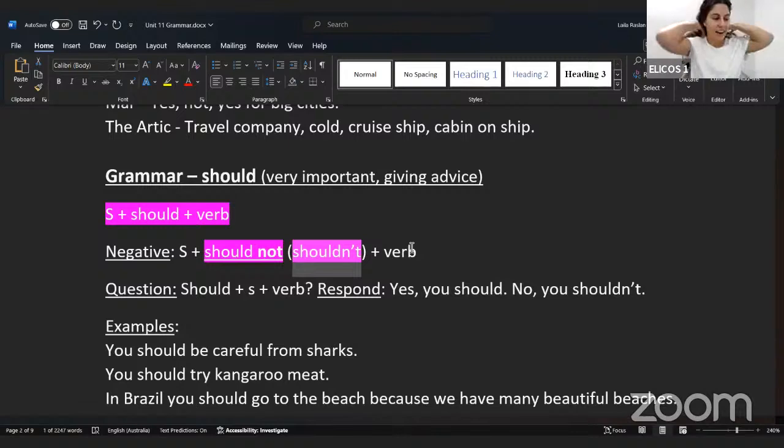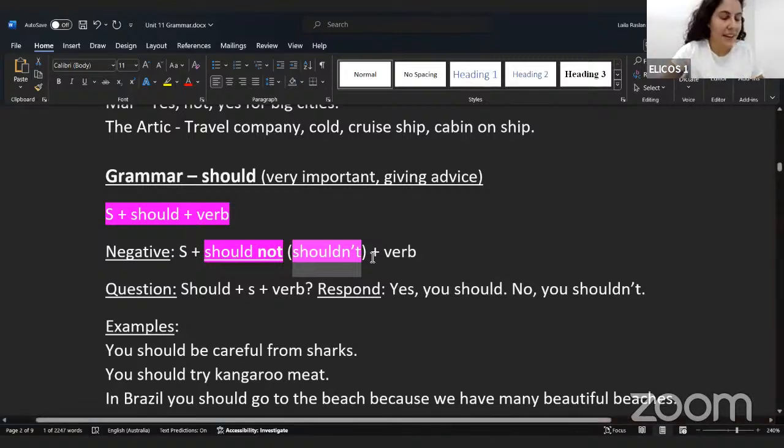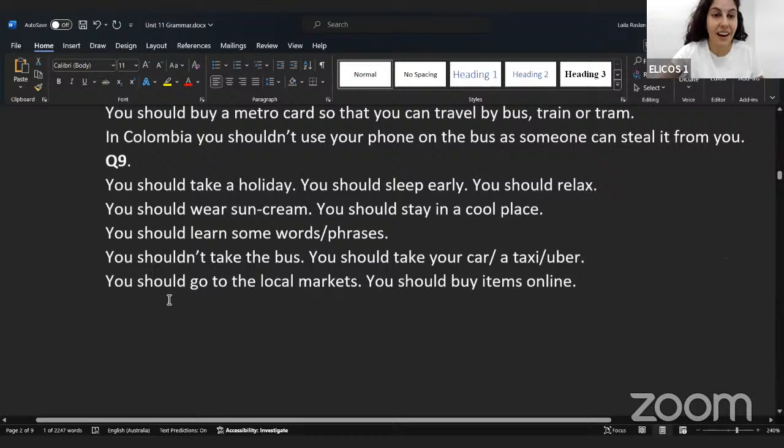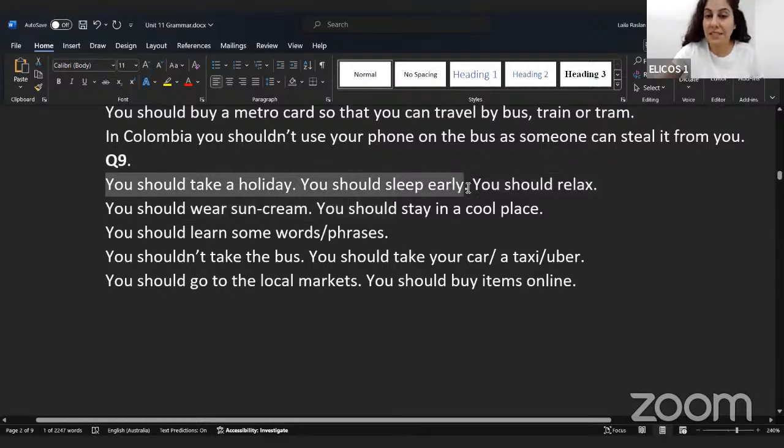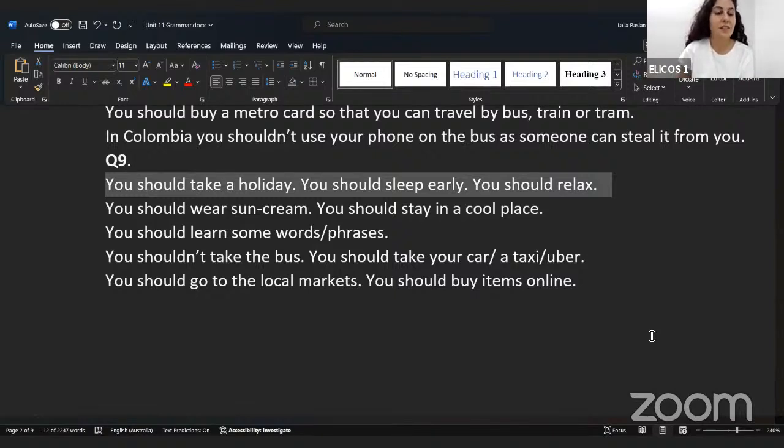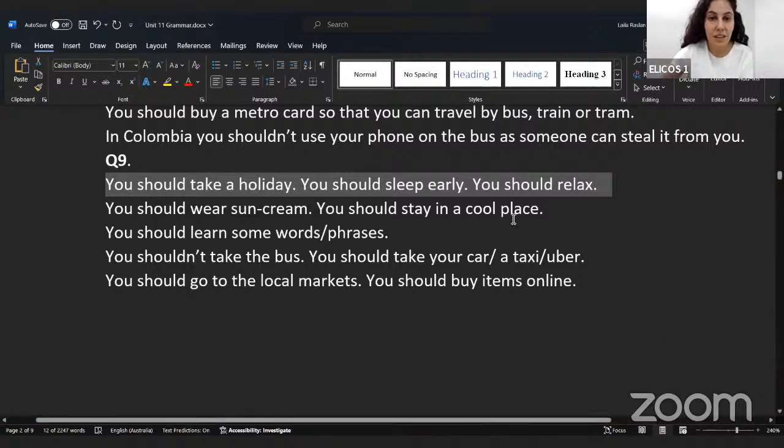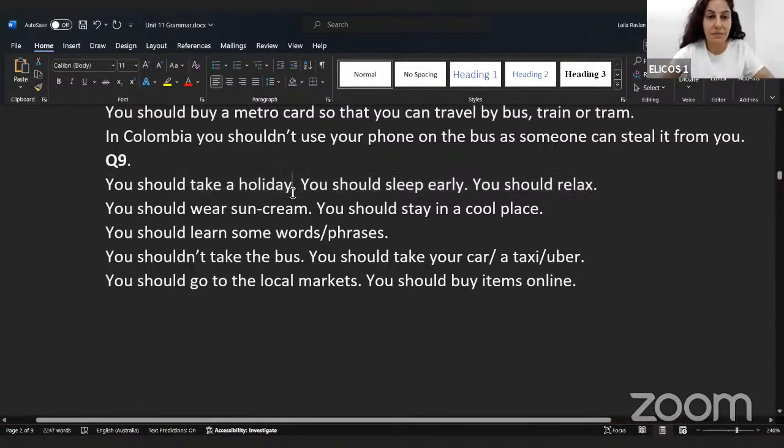So we're going to give advice. If we have a look at number 9, if someone says, I'm very tired, okay, so someone is tired, they're exhausted, you could say to them, well, you should take a holiday. You should sleep early, or you should relax. So that's good advice. I'm telling them this is what you should do because it's very good for you. You should take a holiday. You should take a break.